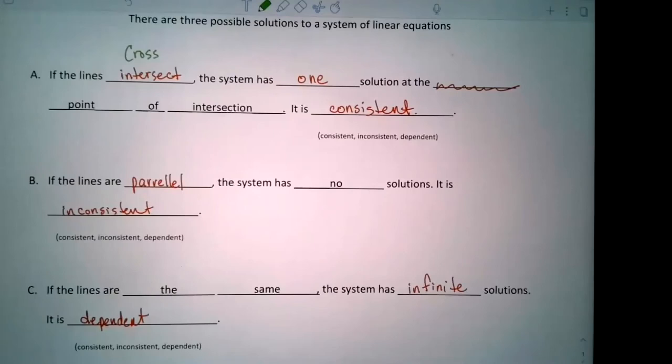And C, if the lines are exactly the same, meaning we can tell from the equations that they are the same, or we can tell from the graph that it's the same line, okay? That system has infinite or never-ending solutions. And it is what we call a dependent system.